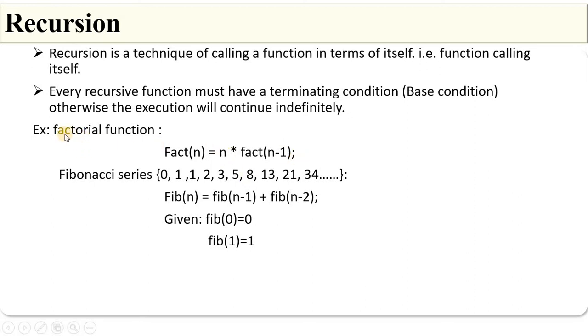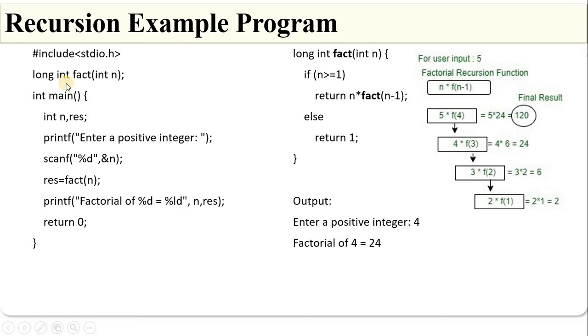Let's see a few examples. The factorial function is an example of recursion. Even the Fibonacci series is an example of recursion, because the factorial function, fact of n, is nothing but n star fact of n minus 1. Here the factorial is calling itself. Similarly, for the Fibonacci series, fib of n equals fib of n minus 1 plus fib of n minus 2. Here fib is calling itself. Thus, this is also an example of a recursive function. It will be more clear in the next slide. Let's see an example so that it will be very clear.